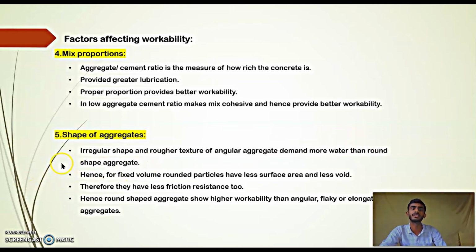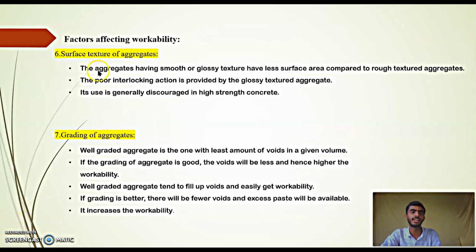As we know, the irregular shape is not of a regular shape. Therefore, the surface texture of the irregular shape is more porous, so it affects the strength and more water is required for that shape of aggregate. Hence, for a fixed volume, rounded particles have less surface area of voids. Next factor is the surface texture of aggregate.